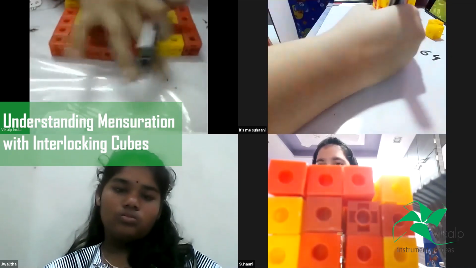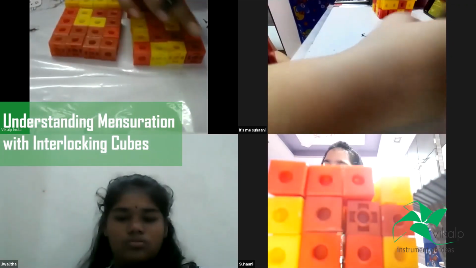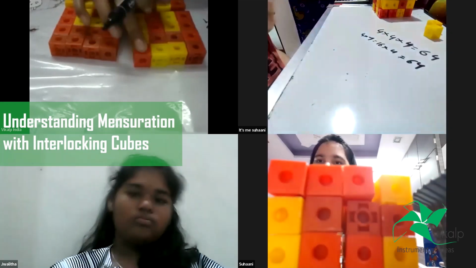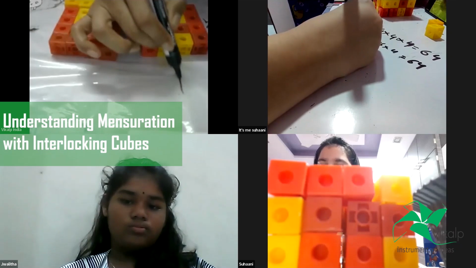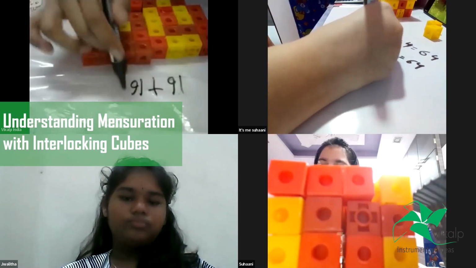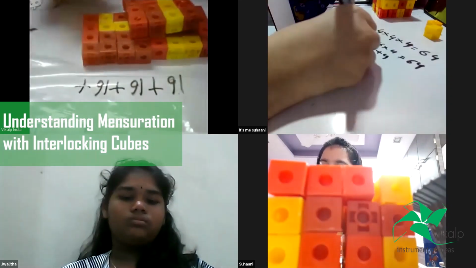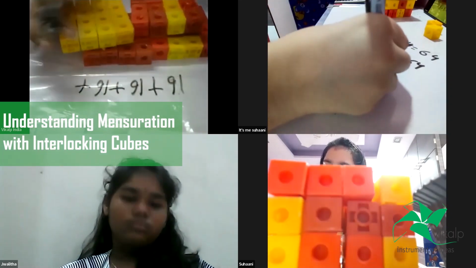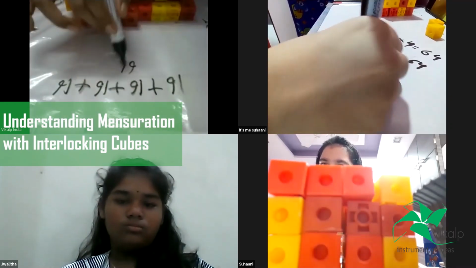First you need to count how many cubes there are in each of these squares. 1, 2, 3, 4, 5, 6, 7, 8, 9, 10, 11, 12, 13, 14, 15, 16, right? So there are 16 cubes. 16 plus another 16, plus again this 16, plus another 16, right? When you add them all together, you will get 64.